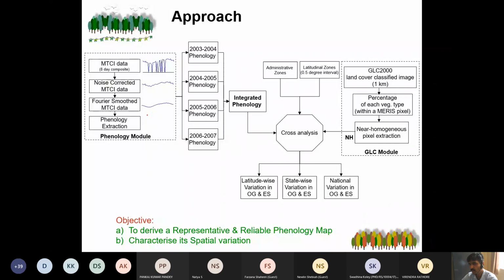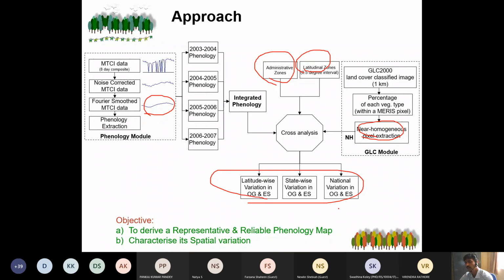Using this information, we have integrated in terms of different administrative zones, different latitudinal zones, and also homogeneous vegetation pattern types. Then we came out with various statistical information. Our main objective was to derive a representative and reliable phenology map. That is a very important point here. It has to be reliable, and the error should be minimal. And then it should be useful for the ecologists. That means we have to give the statistics and characterize its variability at different locations, in terms of latitudinal and longitudinal variability.